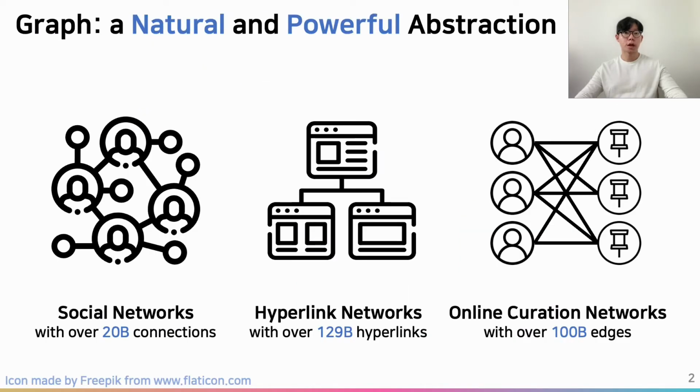Graphs are a natural and powerful abstraction for representing relations. Social networks, hyperlink networks, and online curation networks are well-suited examples. They have millions or even billions of nodes and edges, and their numbers are rapidly growing due to the proliferation of the web and its applications, which produce a large amount of data ceaselessly.